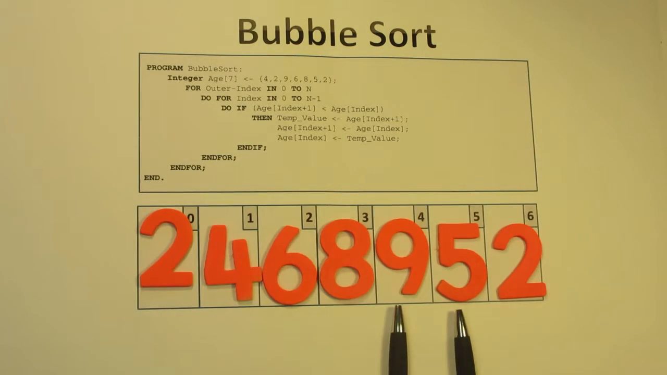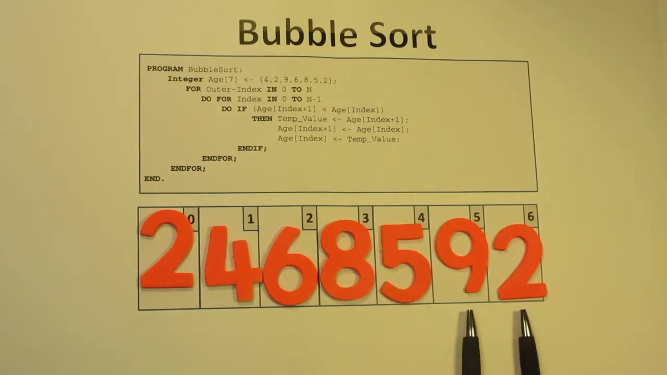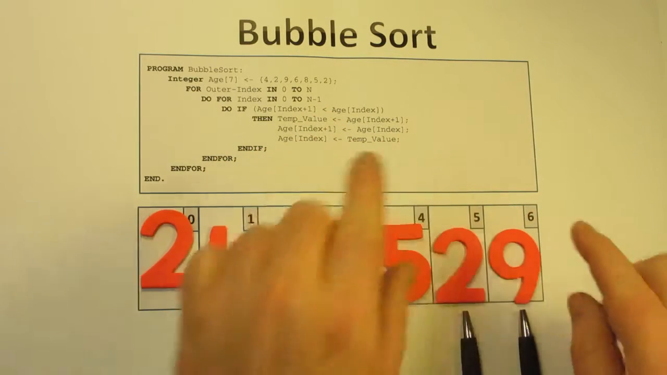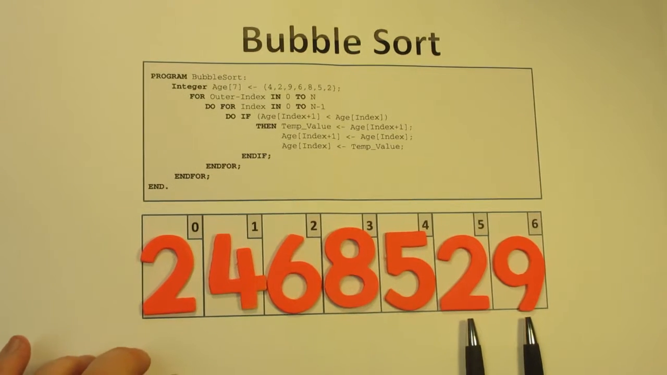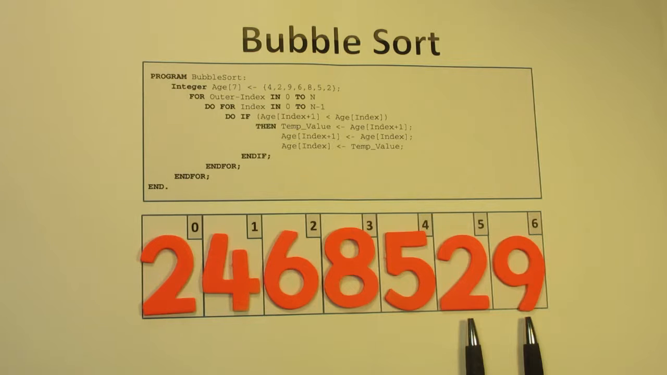Move on to the next two, 9 and 5. Are they in the right order? No, they're not. And 9 and 2, they're not in the right order. So we've done one pass through the array. We haven't actually got the whole array sorted, but what we have got is the number 9 is in its correct position.